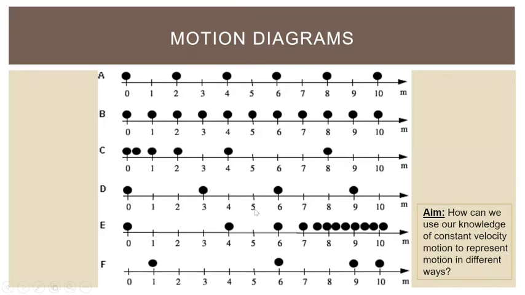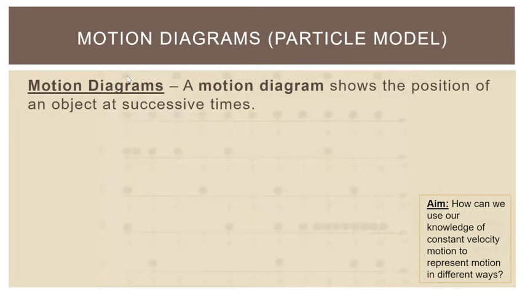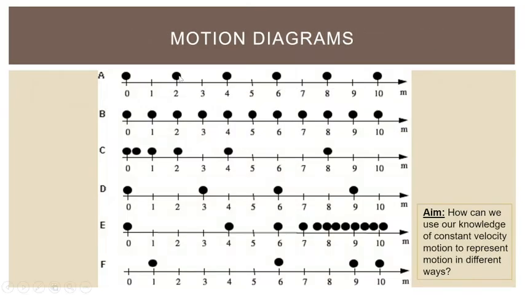And so if we take this one, for example, this is where the object started. Then it ended up there, then there, then there, then there, and then there, and so on. And by showing the dots in this way, we get an idea about how the object is moving.